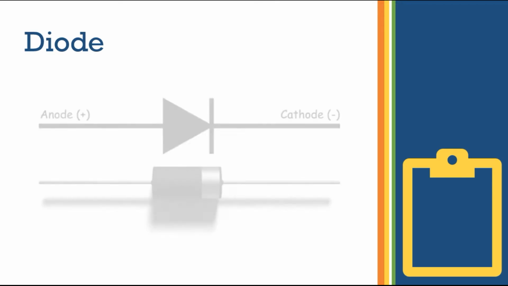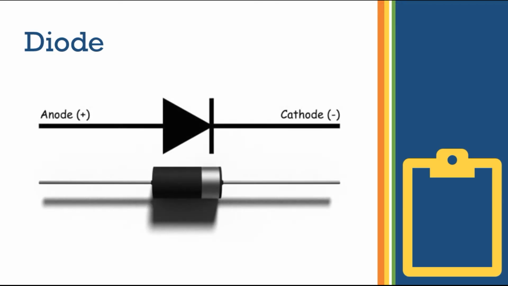Let's start with diode. Diode is a two-terminal electronic component that only conducts current in one direction. In the symbol shown here, the arrowhead points in the direction of conventional current flow, meaning it will only allow the current to flow from anode to cathode, not in reverse direction.